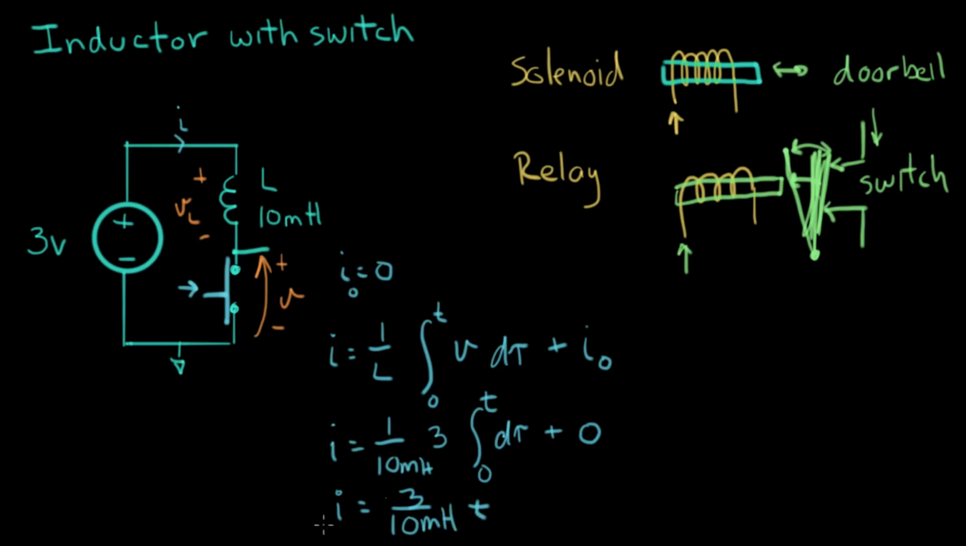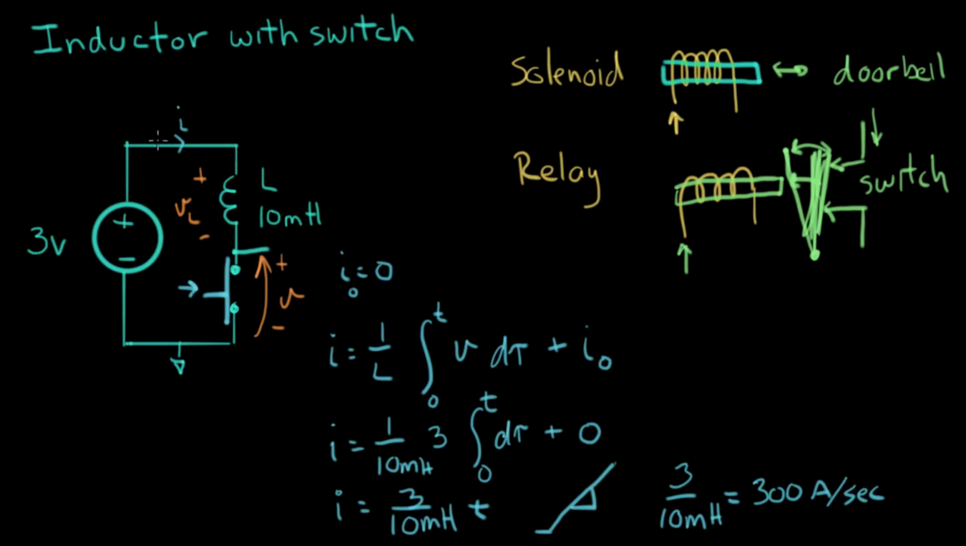And that's the answer. So just like we did before when we had the switching power supply, we're going to get a current that has a ramp that looks like that. The slope of that is 3 over 10 millihenries, which equals 300 amps per second. So, oh my goodness, this current is going up really fast. That's the slope of that current right there. This is going up really fast. And that's what it does.